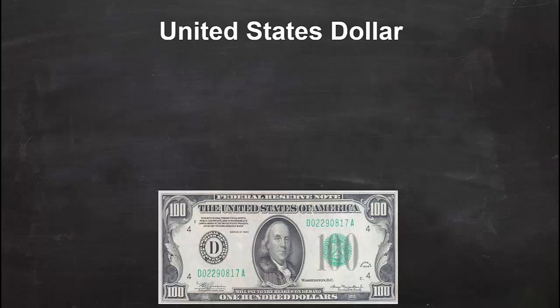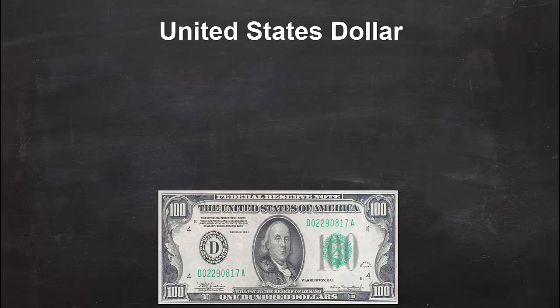So let's start with the number one currency in the world, and that is the U.S. dollar. The U.S. dollar was created in 1913. It was named Reserve Currency of the World in 1944, as tied to the value of gold at $35 an ounce, otherwise known as the gold standard, which lasted until 1971.